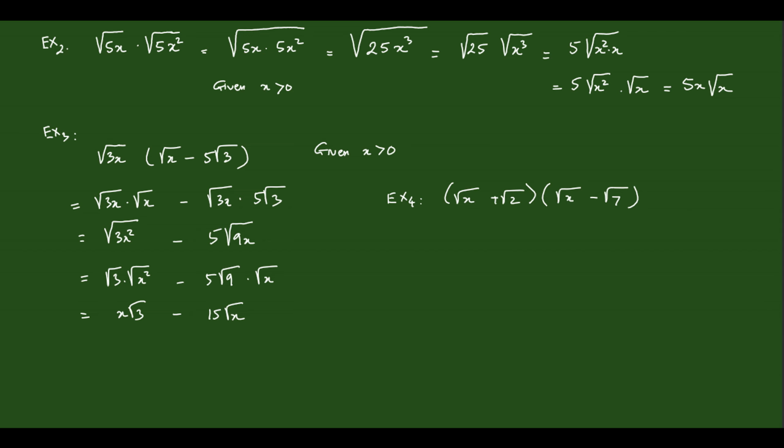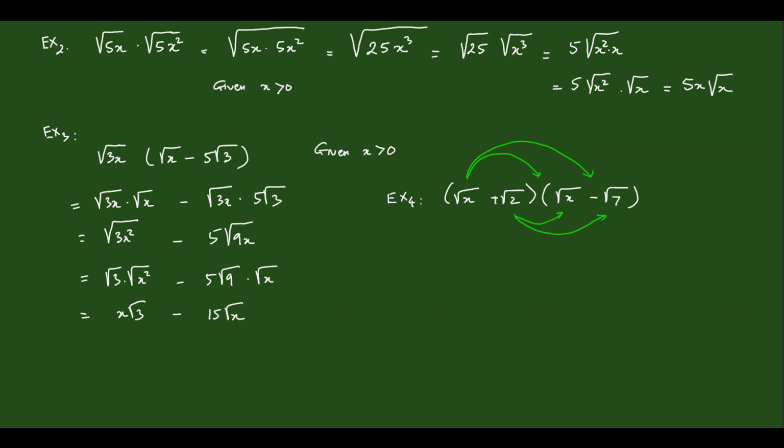Let me use another color. So I'm going to start foiling. We're going to go like this, right? There you go. We're going to go like that, and we're going to go like this, right? There you go. And what do we have?